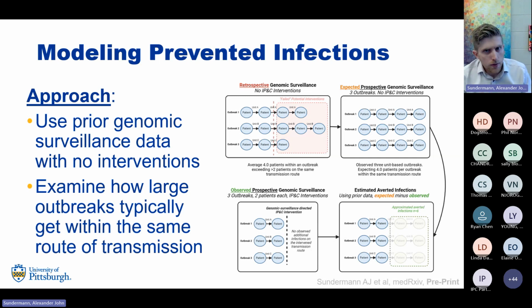And we took that data and we modeled it against the outbreaks we saw in the prospective data using the same routes of transmission to ask, how big would we expect outbreaks to get? And what we did is we said, okay, how big do the outbreaks actually get on the same route of transmission, and did a simple expected minus observed calculation in a modeling program.